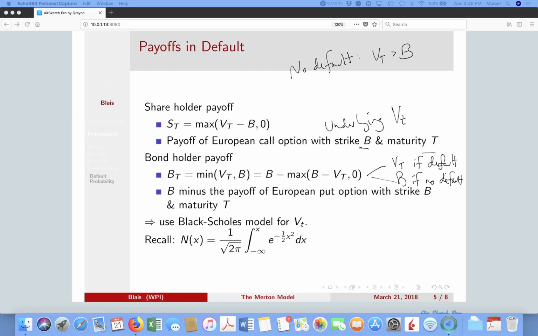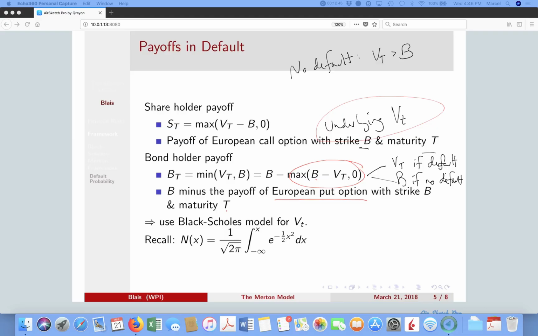So we see that this, in fact, does sync up. This right-hand side does, in fact, sync up with this minimum version of the payoff. But looking at this, we now notice that this maximum is the payoff of a European put option with strike price B, maturity capital T, and again, underlying asset V sub T.